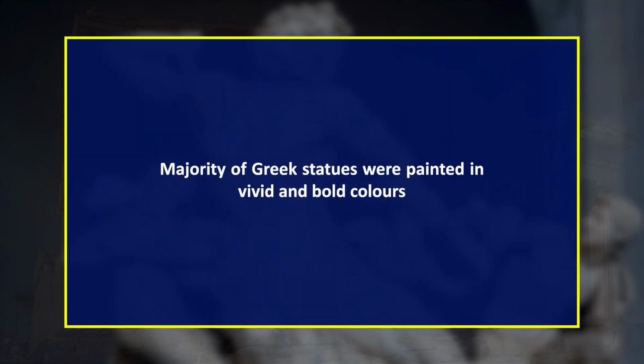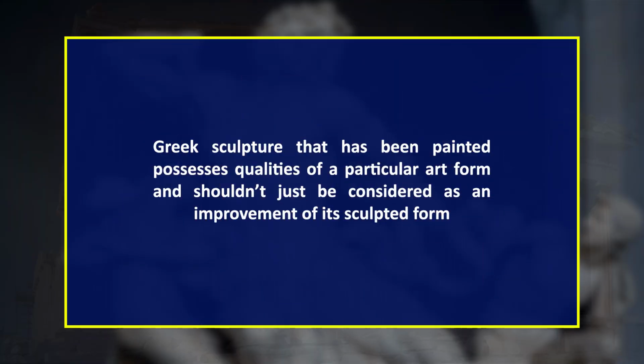The majority of Greek statues were painted in vivid and bold colors. Although the skin was typically kept in its natural stone color, and just portions of sculptures were painted to represent clothing, hair, and other features. However, painting an entire statue sometimes was also possible. Greek sculpture that has been painted possesses qualities of a particular art form and should not just be considered as an improvement of its sculpted form.